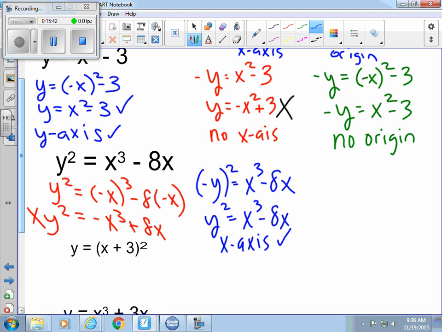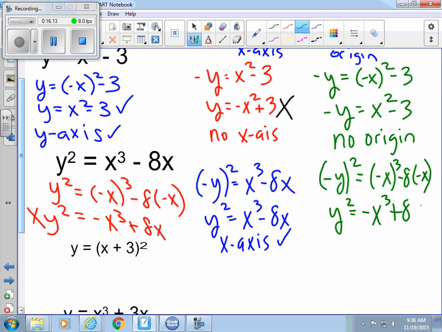And the last one, origin symmetry. I replace both. If I had one type of the x-axis or y-axis symmetry, but not the other one, is it likely that this one's going to work? No. Probably not. We'll figure that out. So that squares out. This side, I've already done both of those sides, right? And that is not equivalent to the original. So the only type of symmetry I have here is x-axis.